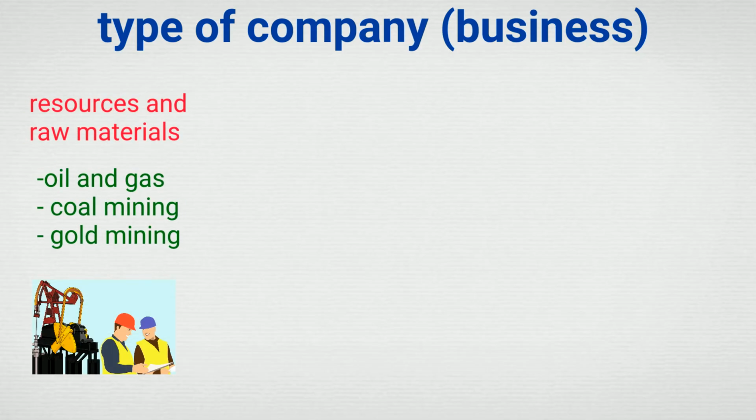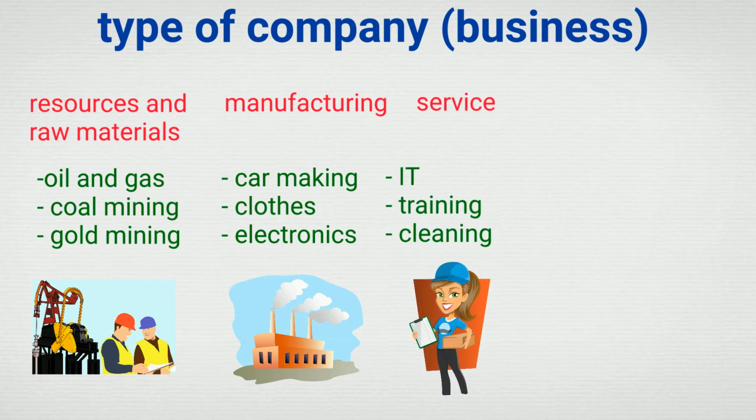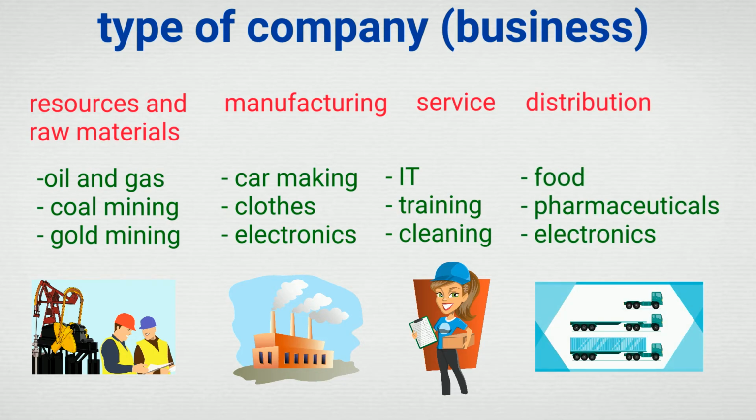Businesses can also be categorized according to their business activities and the industry that they are in. For example, in the resources and raw materials industry, there are oil and gas, coal mining, and gold mining companies. In the manufacturing industry, there are car making, clothes, and electronics producing companies. In the service industry, IT, training, and cleaning companies. And in distribution, there are food, pharmaceuticals, or electronics distribution companies.